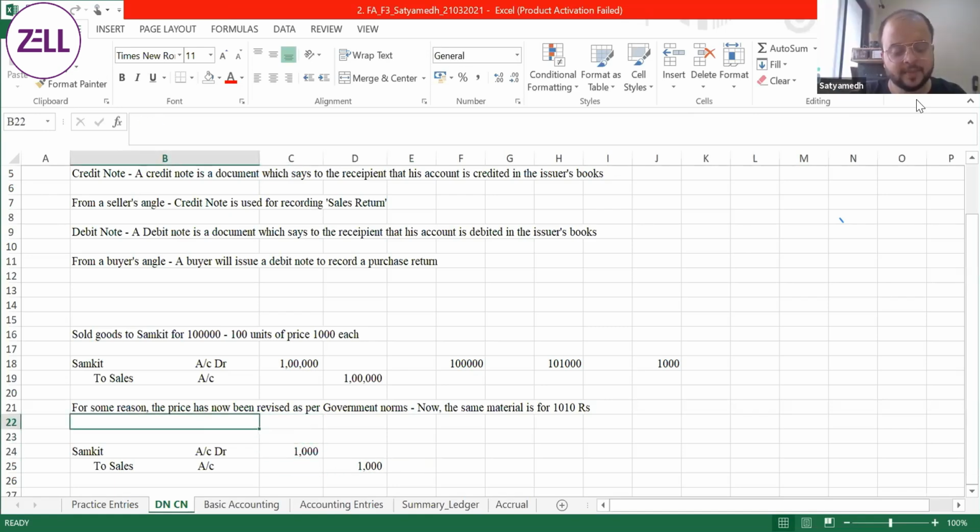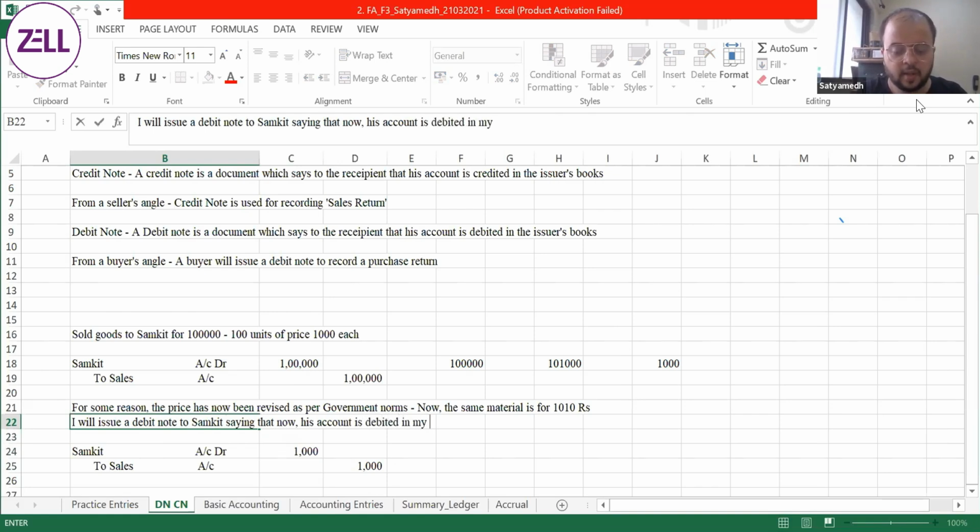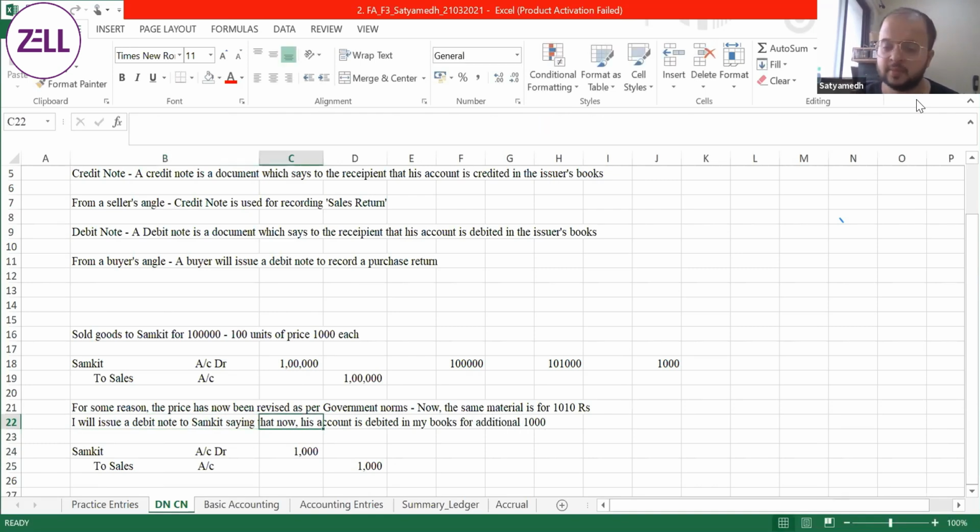And you write here. What do you write here? Debit note. I will issue a debit note to Samkit saying that now his account is debited in my books for additional 1000. So debit note and credit note, it's not necessary that you will use it only for sale return, purchase return. You can also use it to pass on the rate change.